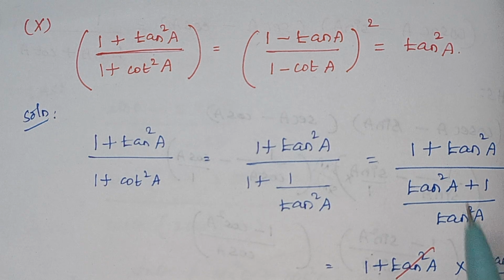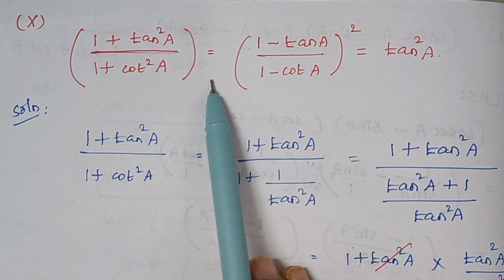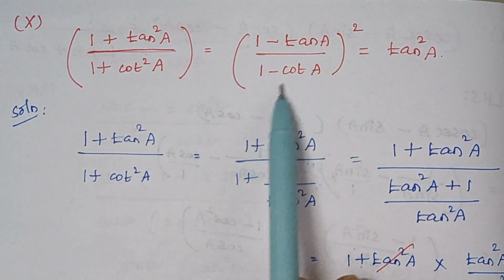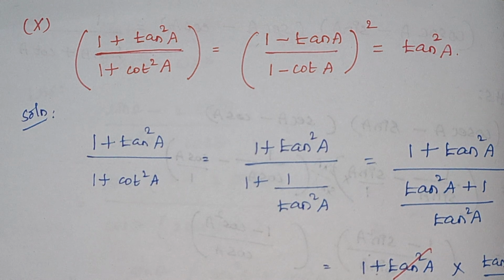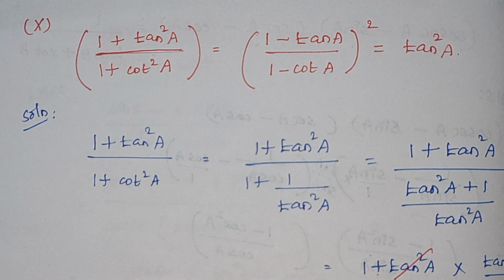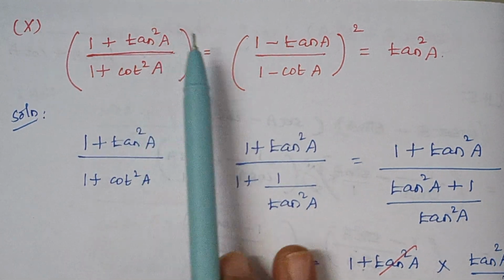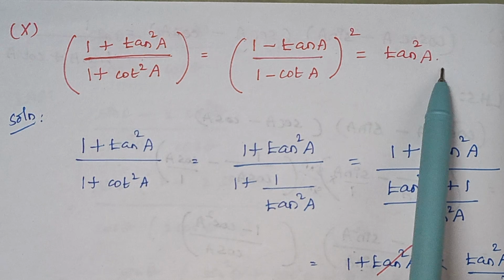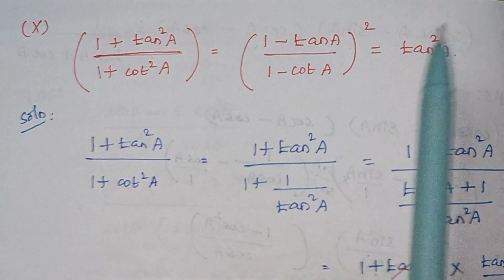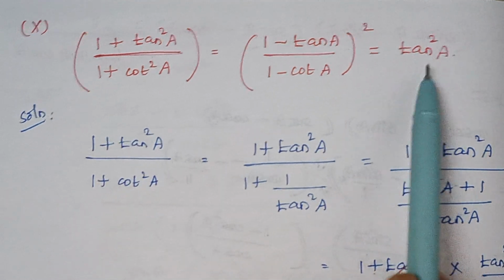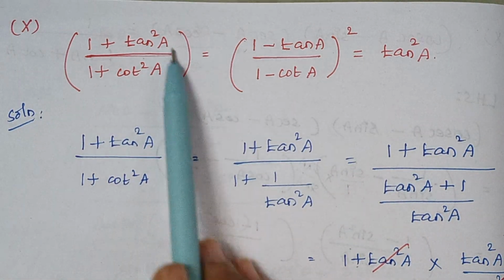So the problem is (1 plus tan square A) by (1 plus cot square A) is equal to (1 minus tan A) by (1 minus cot A) the whole square, which is equal to tan square A. So here you see we have 3 terms, right? First you take this term and prove that it is equal to tan square A. In the next step you take this term and again prove that it is equal to tan square A, right? So first we are considering this part.